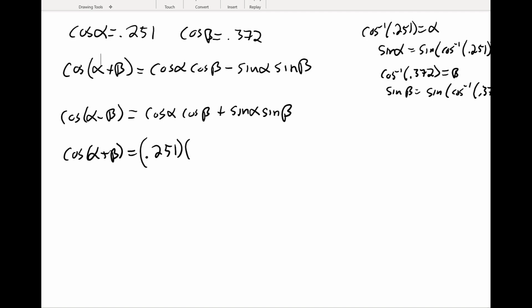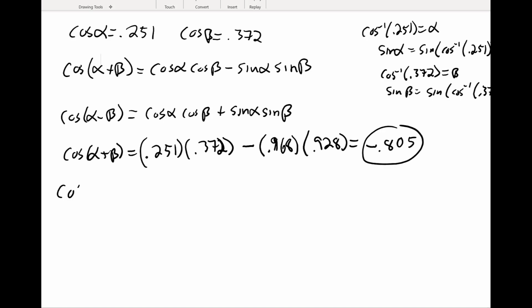times cosine of beta, which is 0.372. And then we have minus sine of alpha, which is 0.968, times sine of beta, which is 0.928. What do we get? 0.251 times 0.372 minus 0.968 times 0.928. I get negative 0.805, rounded to 3 places.